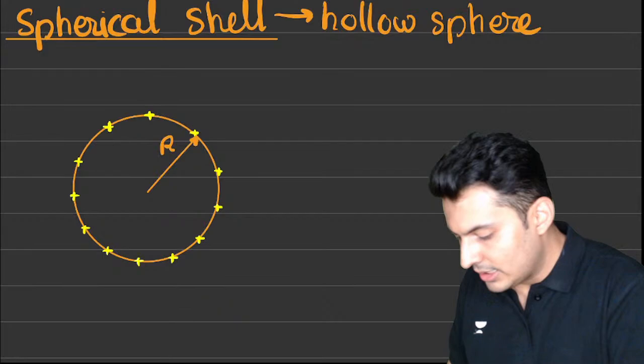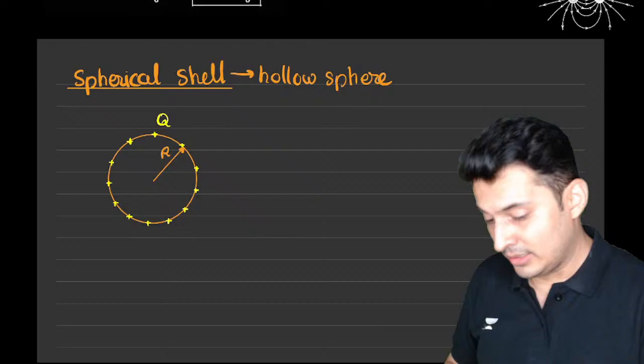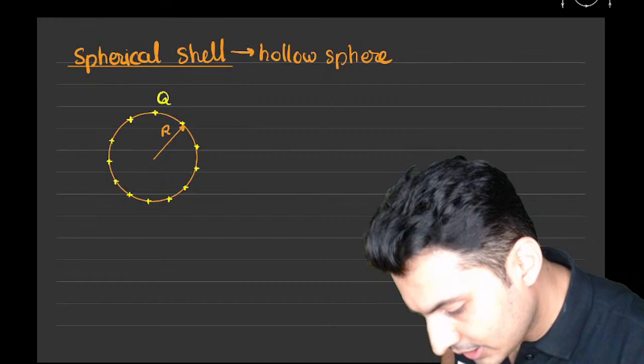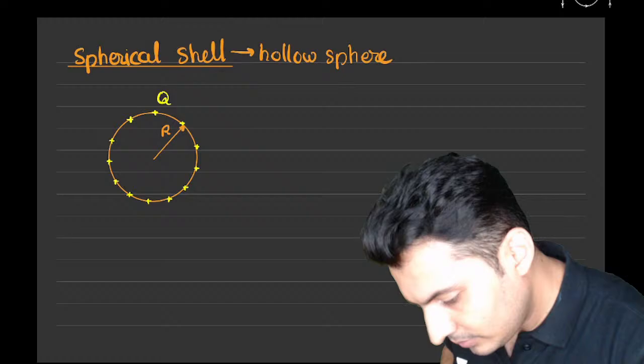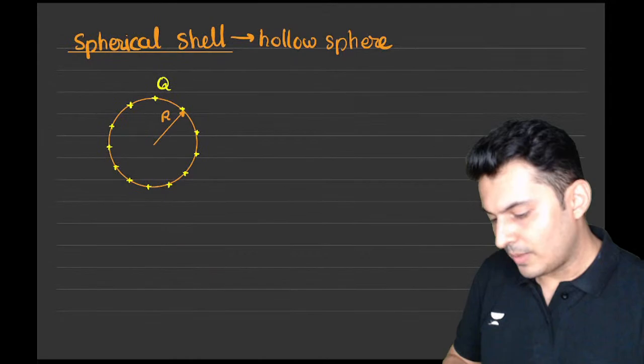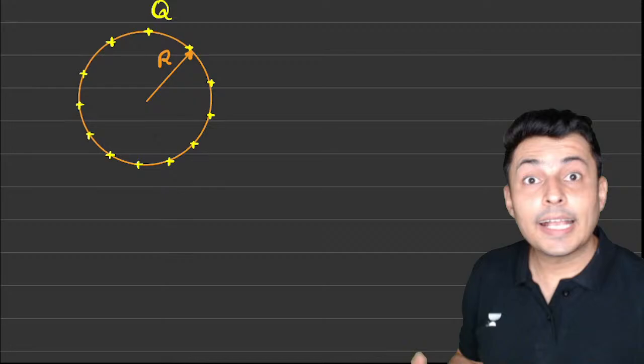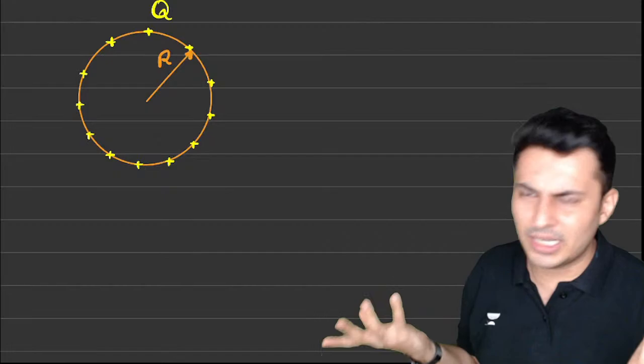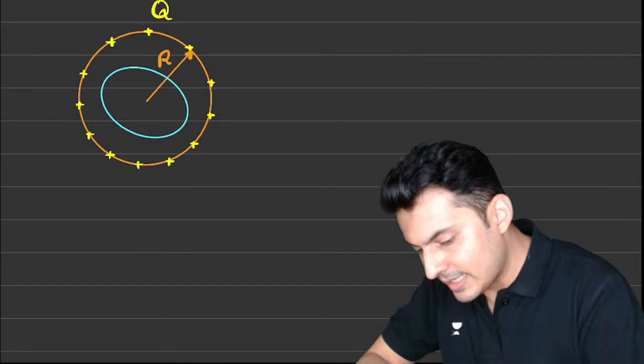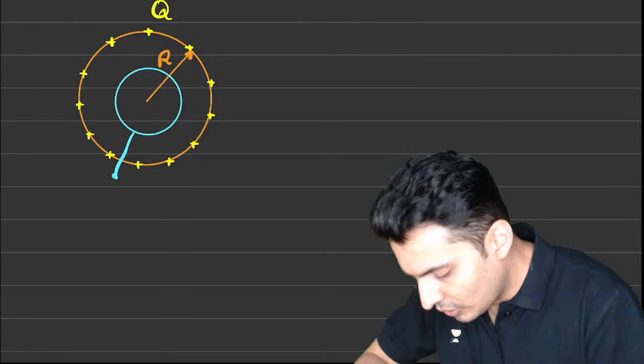Now there are two cases for this. That is very important. So let me just create a duplicate of this. I will take two cases. The first case when I'm inside, the second case when I'm outside. I'm taking two cases because inside it will behave differently, outside it may behave differently. So if I draw a Gaussian surface inside, this is my Gaussian surface, keep this in mind.